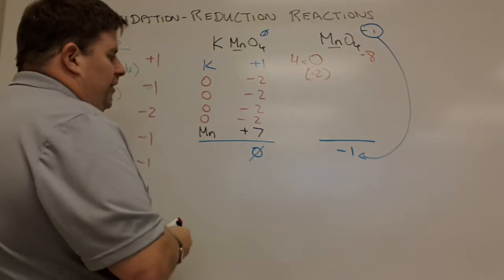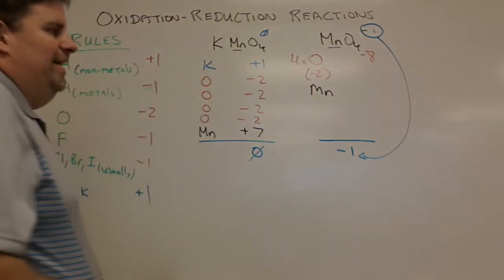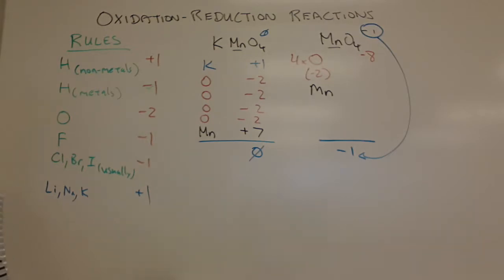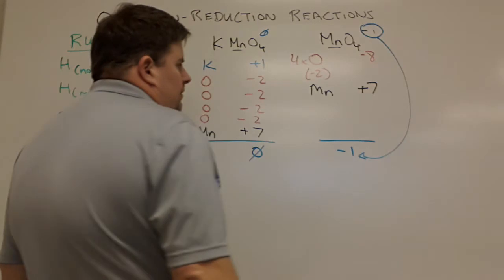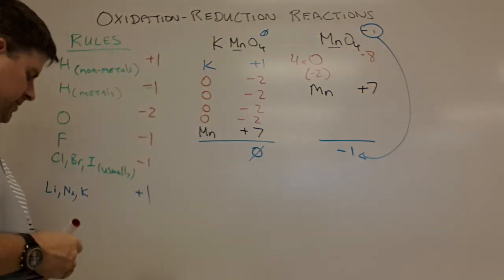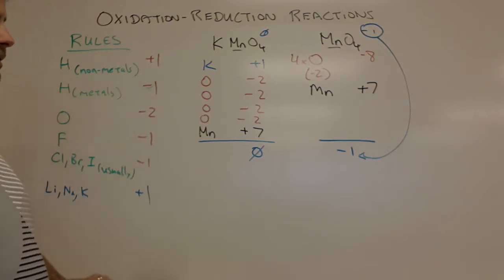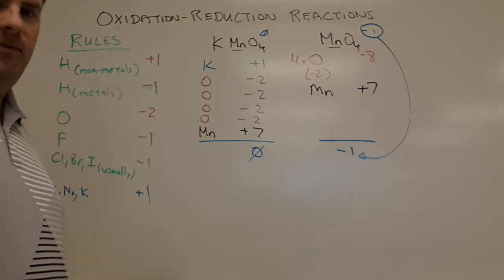So now all I have left is manganese. And in order to get to minus 1, what's the value on manganese going to be? That's right, plus 7. Okay? So those are my two values. That's how I get to a minus 1 using permanganate. All right? You have some questions on this? Well, let's do another, and we'll see how that works out.